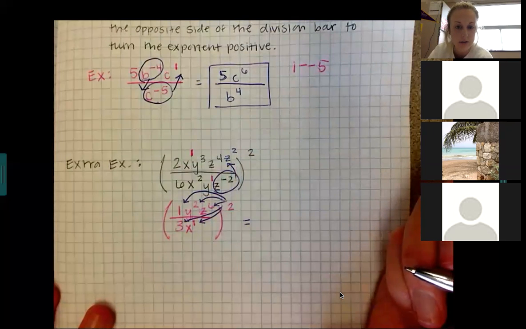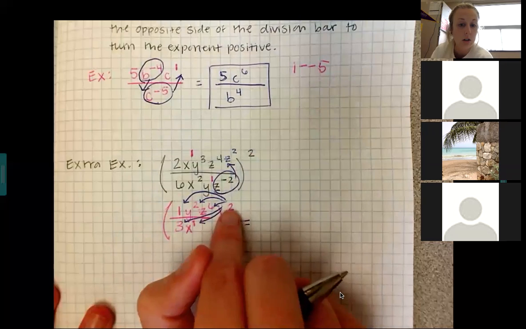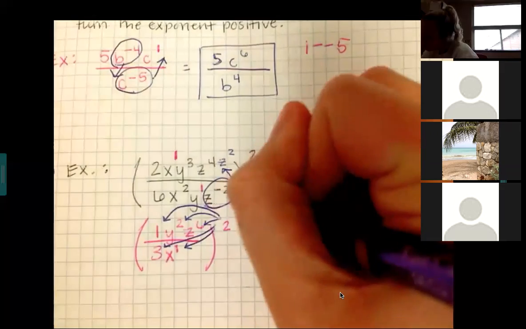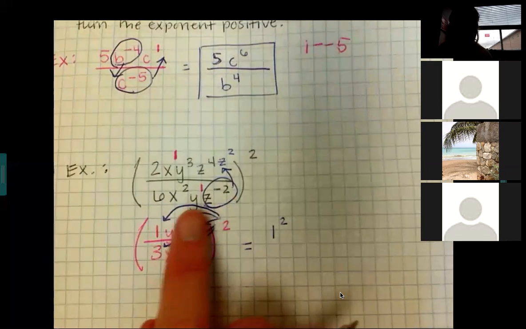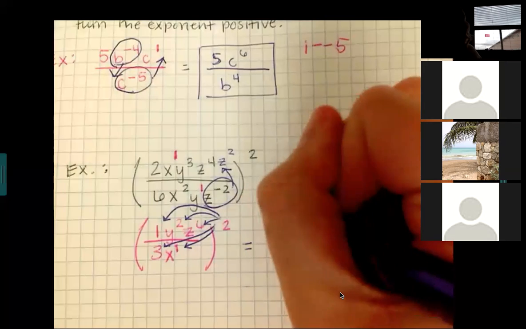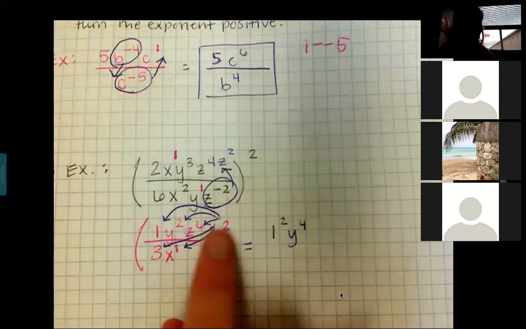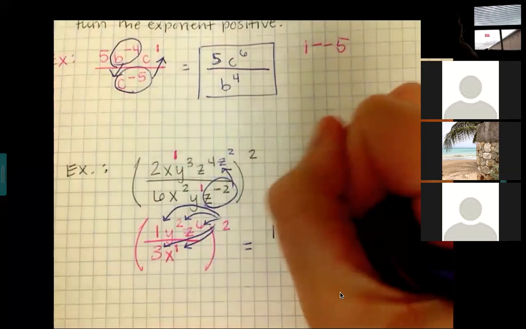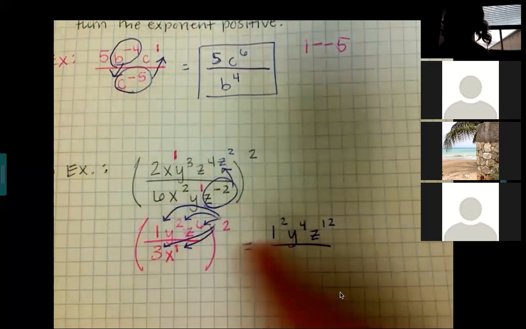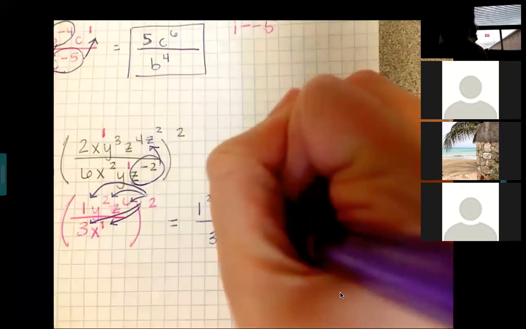Thank you. Okay. So this would be, does everybody agree, 1 squared? Okay, sorry, my handwriting's getting a little crazy. 1 squared. How many y's will I have now if I take this 2 in? 4. Good, y to the 4th. How many z's will I have? 12. Good. So remember, look at your z's. 6 times 2 is 12. z to the 12th over 3 squared x squared. Okay. And then what can we simplify for our last step? Coefficients.